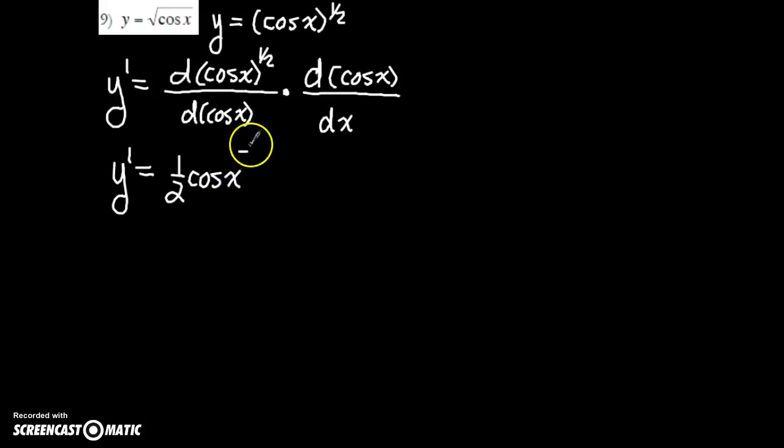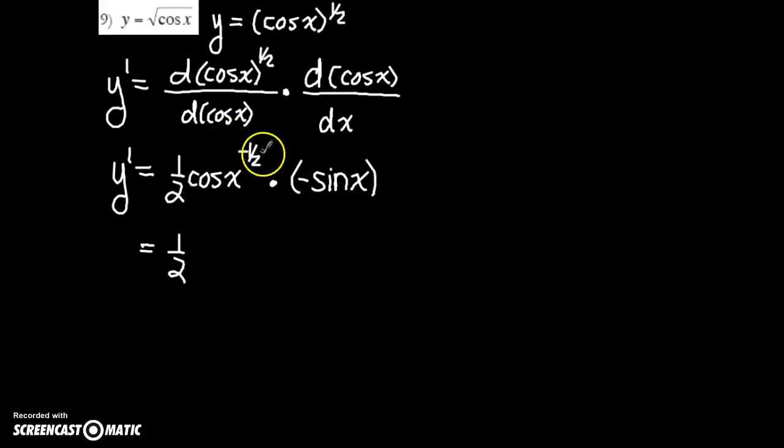Don't forget the negative 1/2 here. Okay, 1/2 minus 1. And then times our negative sign here, because that's the derivative of cosine. Okay, now let's clean it up. We have 1/2.